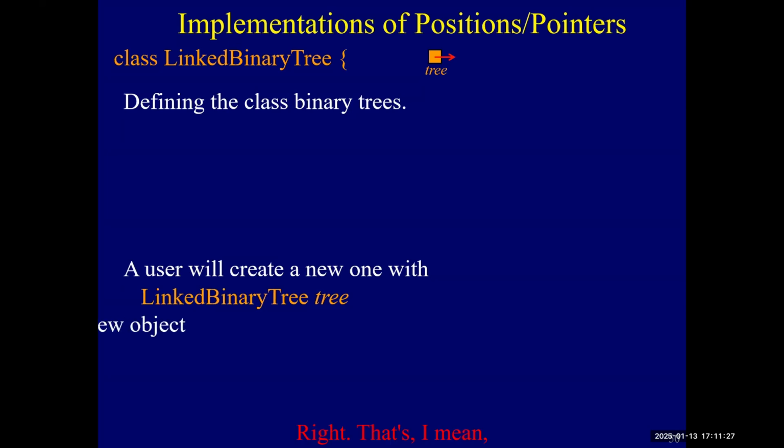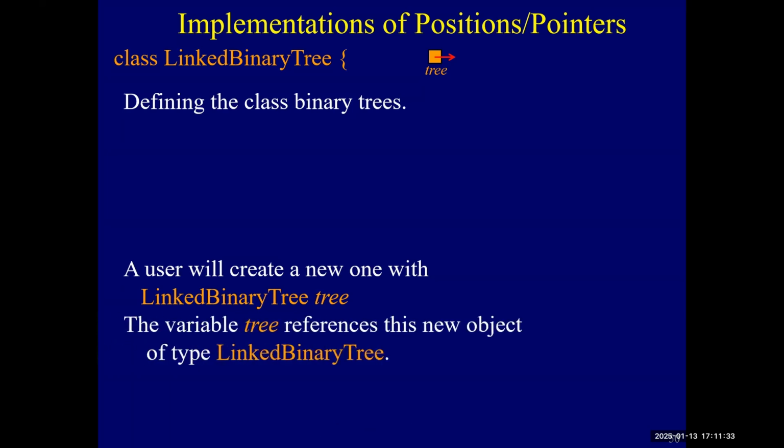Tree is going to point at the new object. It's a type. So if we want a new one, then this routine is the constructor. You don't have to declare it. They're saying it's a default constructor. You call it, it constructs whatever a binary tree is, and tree now will point at it.